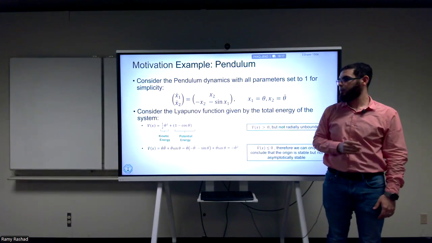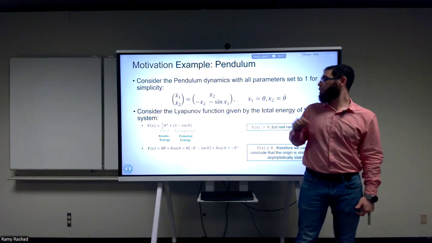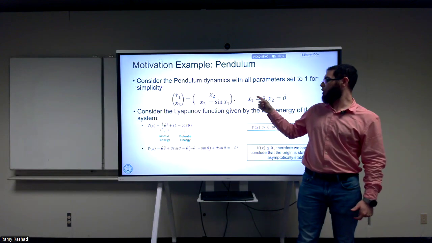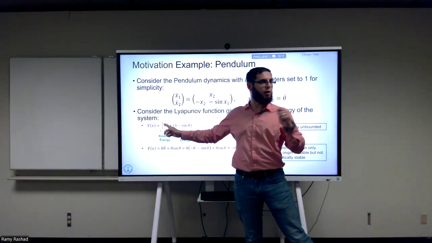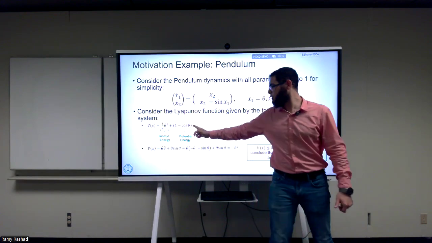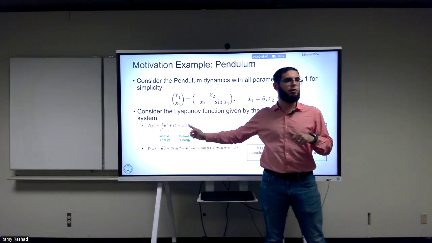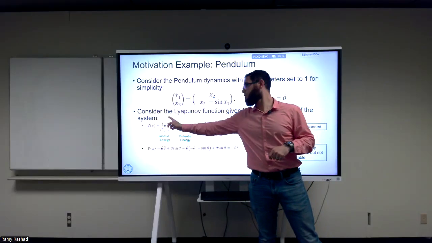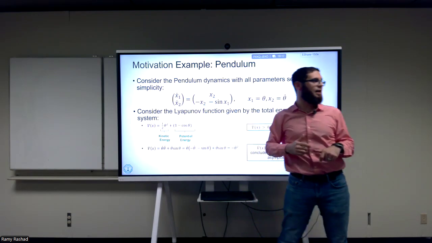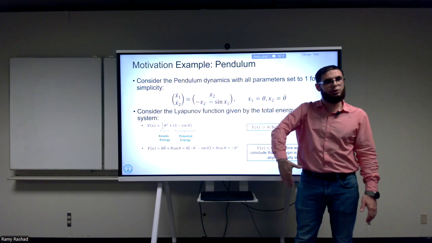So you are sure that this is always a positive definite function. Let's look at what happens when we plug in the equilibrium points, which are x1 equal to 0 and x2 equal to 0, or theta equal to 0 and theta dot equal to 0. Theta equal to 0 means the cosine of theta is 1, so 1 minus 1 is 0. Theta dot equal to 0 means this term is 0. So we have that V is 0 at the downward position.